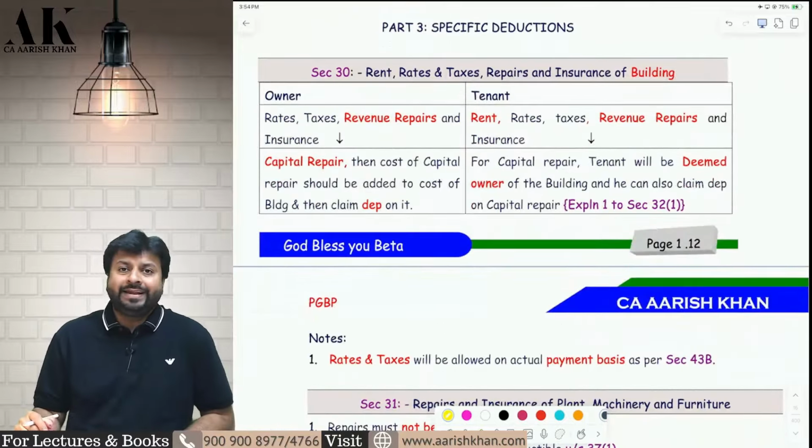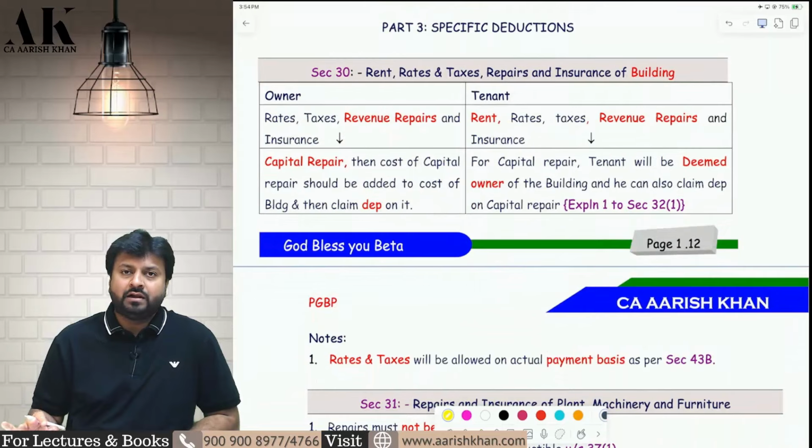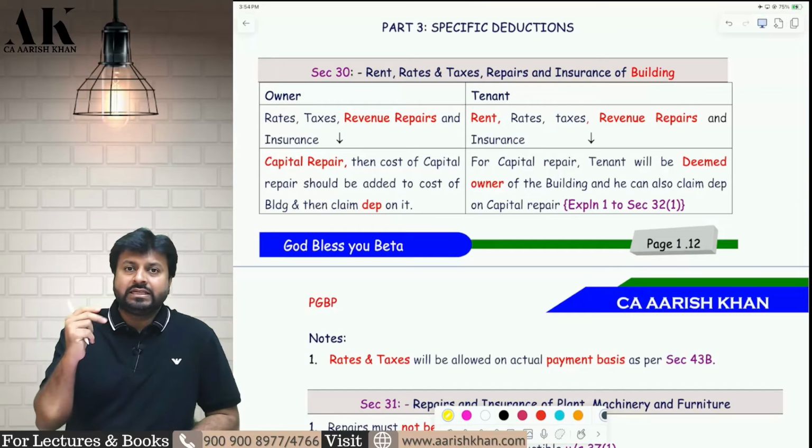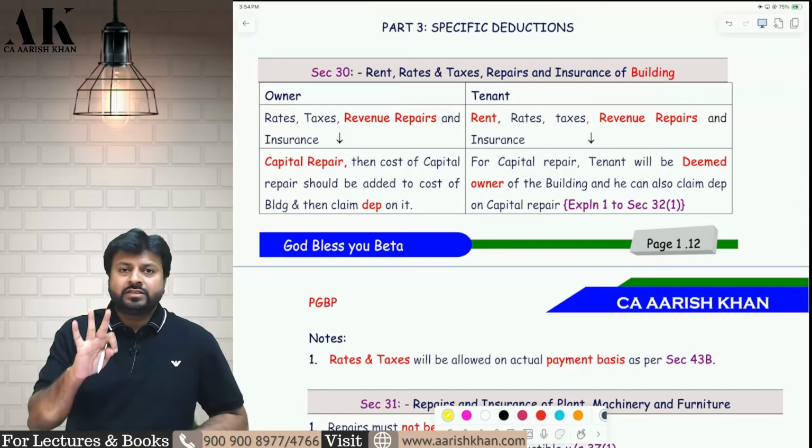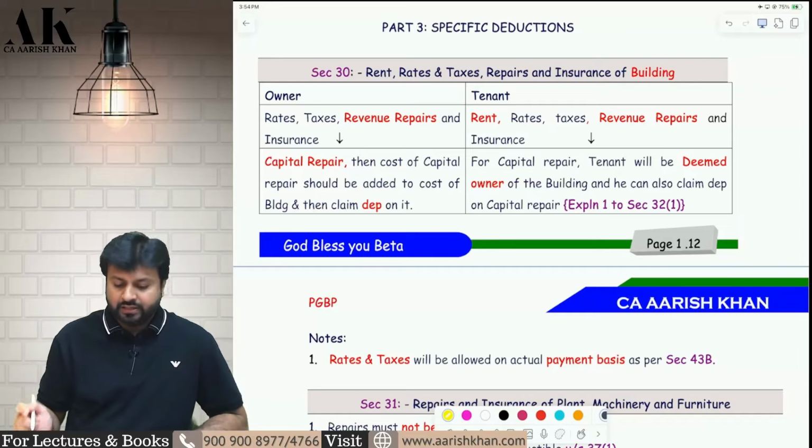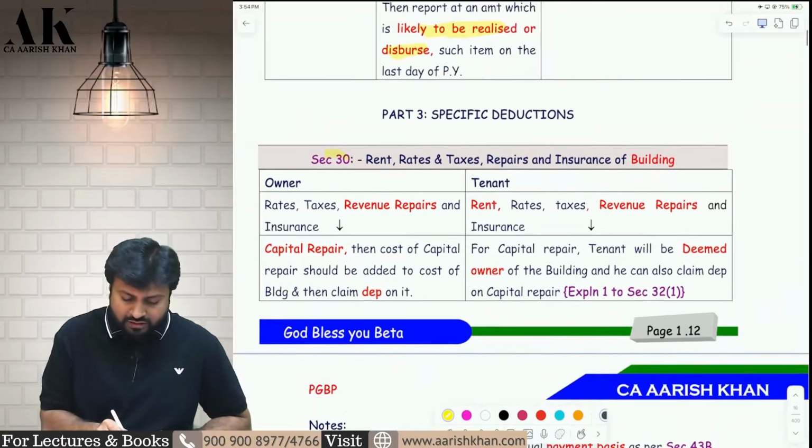Here we complete the entire depreciation, which is the biggest part of PGBP. Now I'm moving ahead with some small deductions like section 30, 31 and 36(1). So these are the three small deductions which we are going to do now. After that, we'll go ahead with the sector-wise deduction. Okay, so let's start. What is section 30, sir?